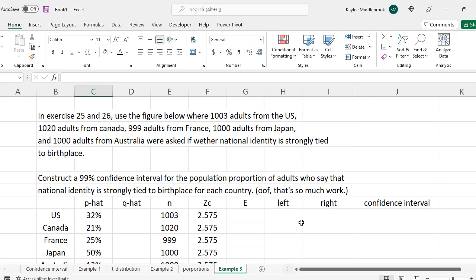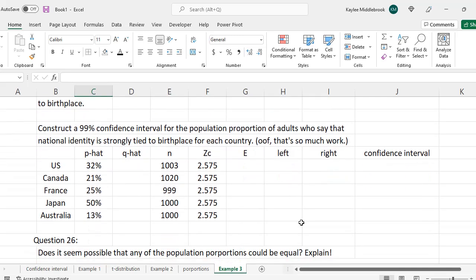And so we're going to construct a 99% confidence interval for the population proportion of adults who say that national identity is strongly tied to birthplace for each country. That is a lot of work. But the good news is that we have Excel that will help us out. So for our p hat, I just went ahead and copied down the values that were given on the table. If you just want to pause here for a second and copy those values down for p hat and n.